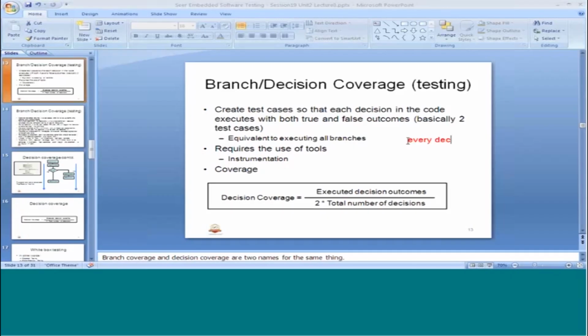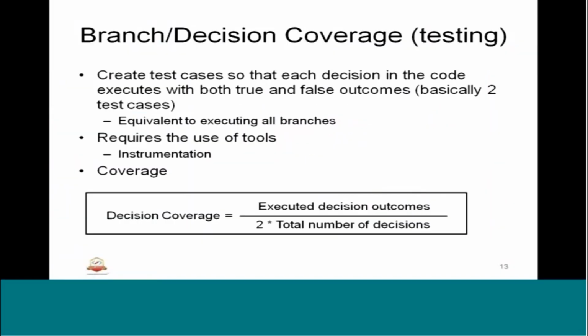Every decision in the code has to be exercised twice. In statement coverage, only once is enough. Here twice, because the decision will take two paths. That is why we need this criteria, very important. So both possible outcomes of the decision, true and false, should be executed in order to reach full decision coverage.